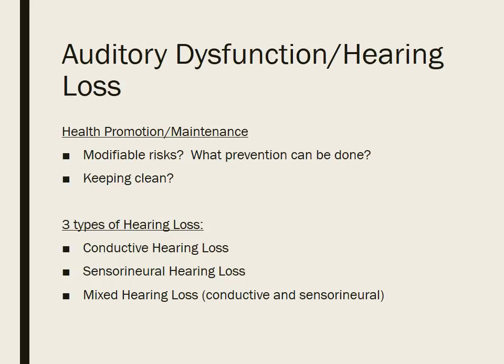So what are some modifiable risks for hearing loss? This is things like using ear protection if you're around loud sounds, not listening to music really loud, and having simple hearing tests done annually. We want to address any barriers to the use of hearing protection. Sometimes it's just not available. Sometimes it's expensive.